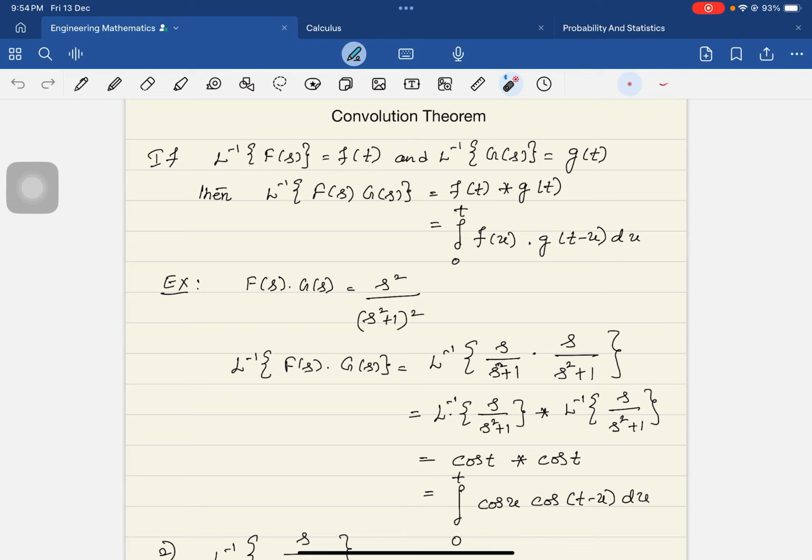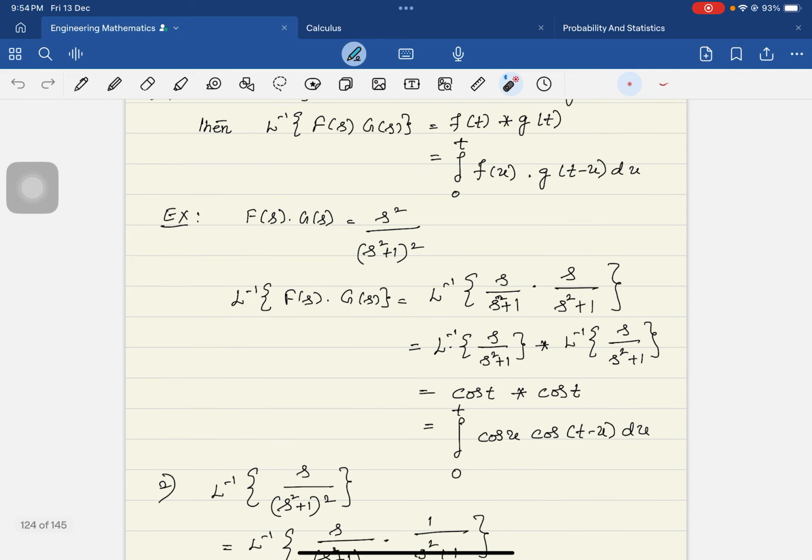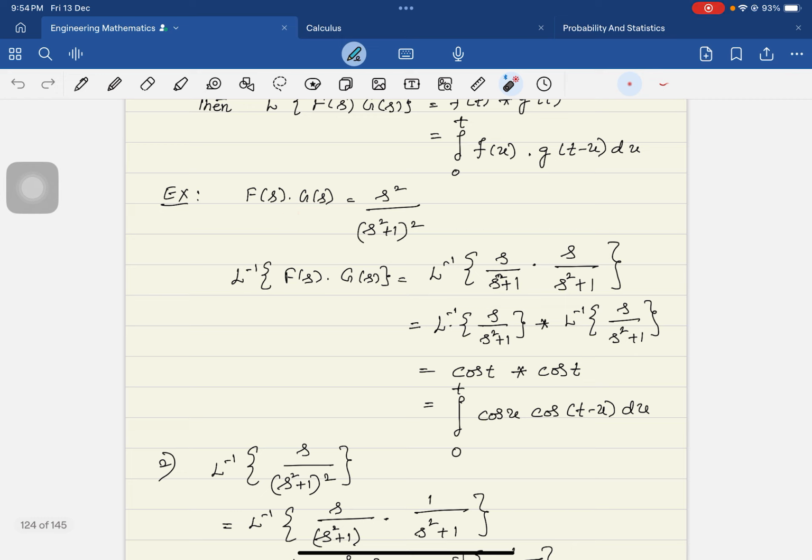Try to understand by seeing these examples. You have two functions, let us say s square by s square plus 1 square. Now you can split this into two forms as L inverse of s over s square plus 1 multiplied by s over s square plus 1. So it is F of s multiplied by G of s. So now you split this as L inverse of s over s square plus 1 star, that is the convolution, L inverse of s over s square plus 1. Now what is this? This is given by cosine t star cosine t.